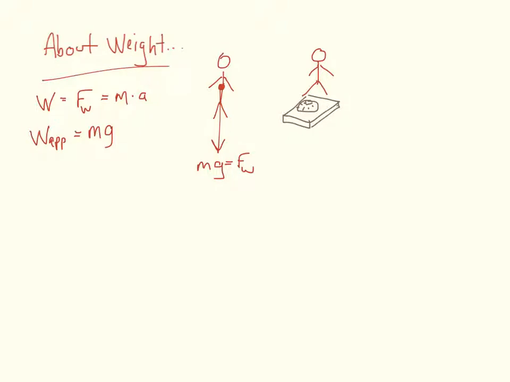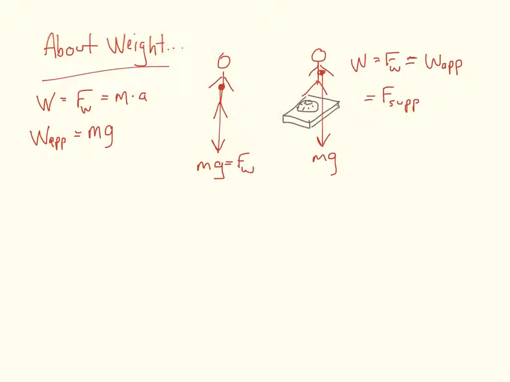That scale is supporting them. So we can say your weight, or your weight force, is really your apparent weight. Your apparent weight can also be thought of as the supporting force, the force that is supporting you, because after all, here you are, your mass is being accelerated downwards due to gravity, mg.